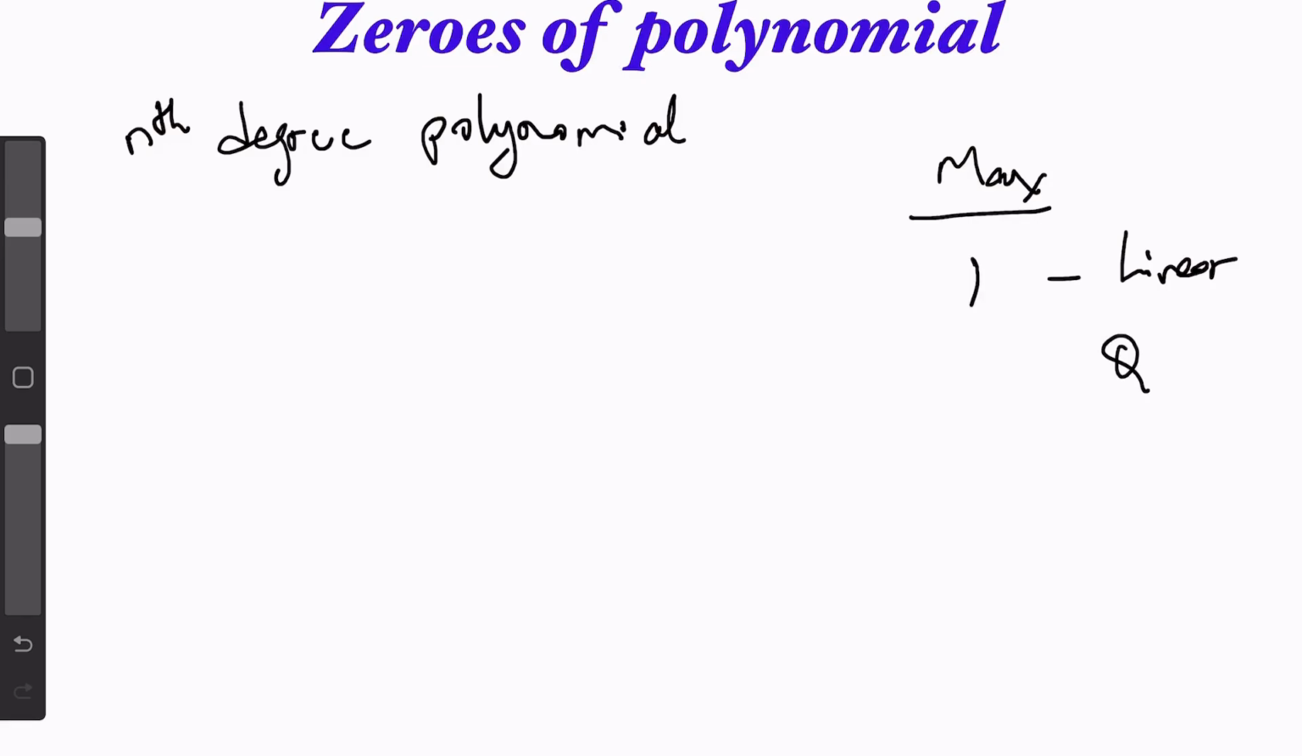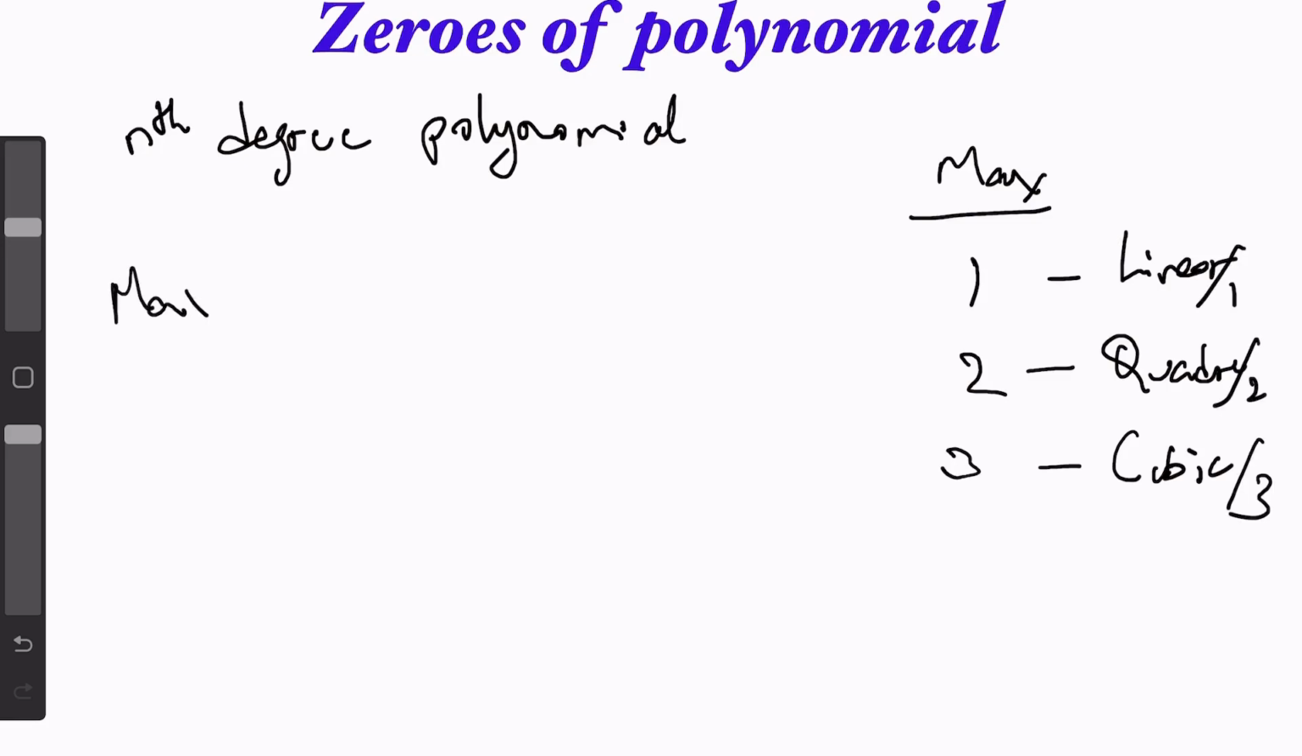Now let's discuss the nth degree polynomial. Let's see what we have discussed till now. The maximum number of zeros for a linear polynomial is 1. For quadratic, it's 2. For cubic, it's 3. The degrees of these polynomials are 1, 2, and 3. So for an nth degree polynomial, the maximum number of zeros is n.